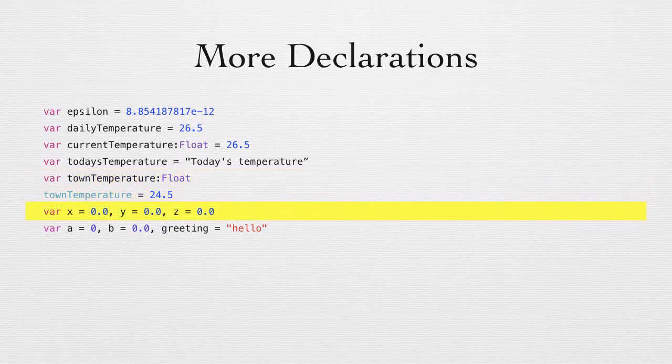To declare multiple variables in a single statement, use a comma separator. You may declare variables of different types in a single statement like this.